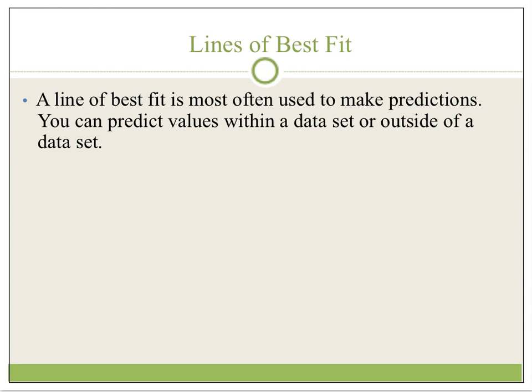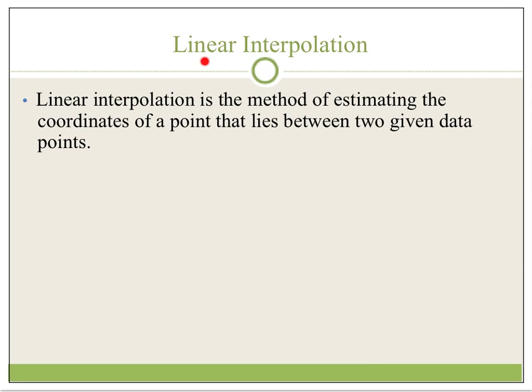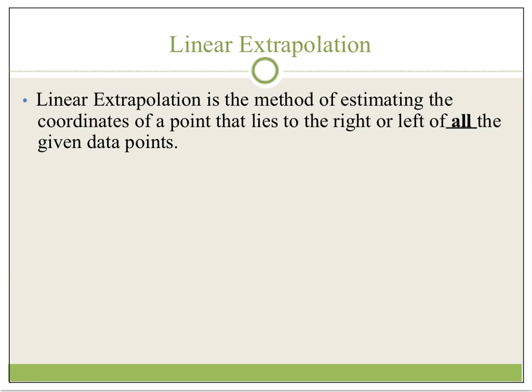The reason we have a line of best fit or a trend line is to make predictions. Using this, we can predict the values within a data set or outside of a data set. Linear interpolation is the method of estimating the coordinates of a point that lies between two given data points. Linear extrapolation is the method of estimating the coordinates of a point that lies to the right or the left of the given data points.